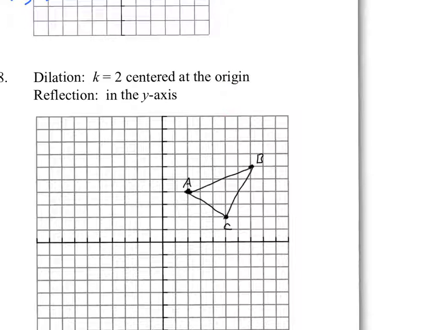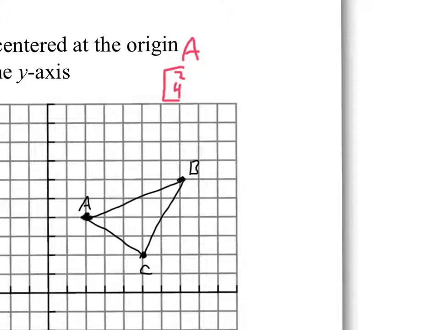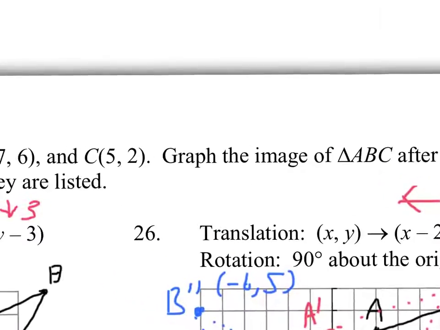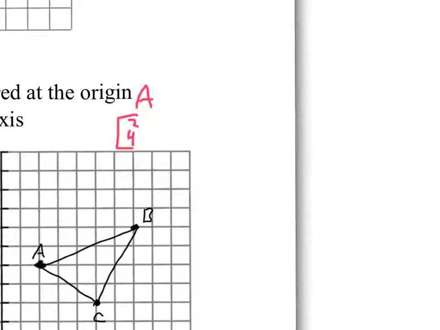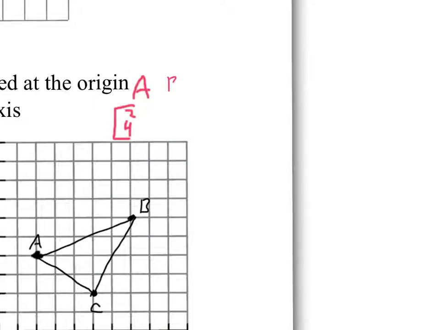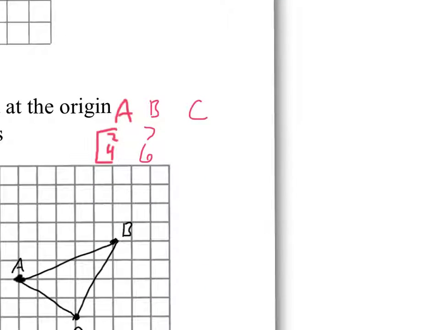Let me get to a spot where I have a little more room. So A, the coordinates of A right now are 2, 4. B, and actually these are just the original points, so I'm just going to go up here. B is at 7, 6. And C is at 5, 2.